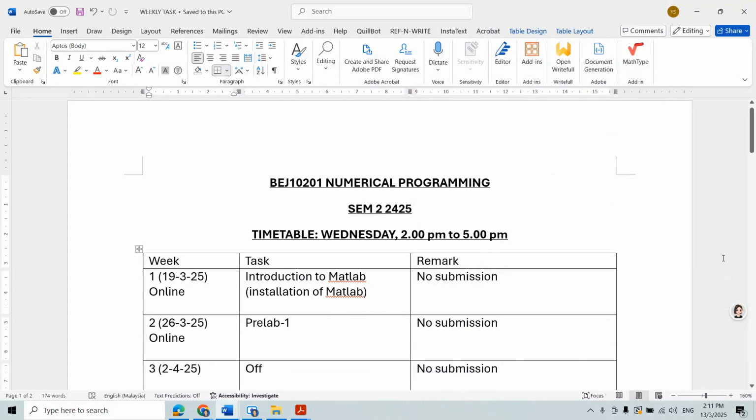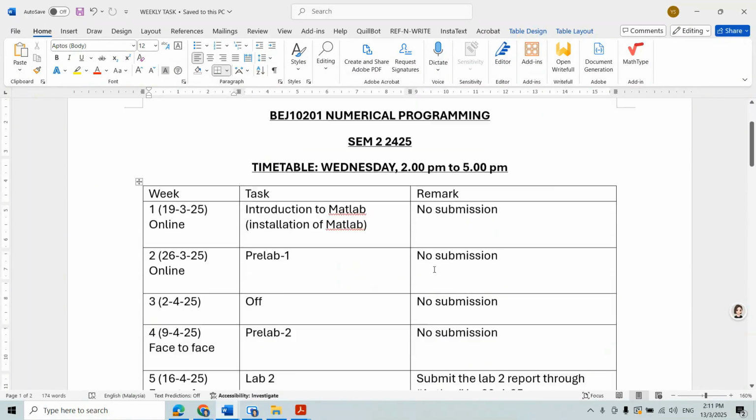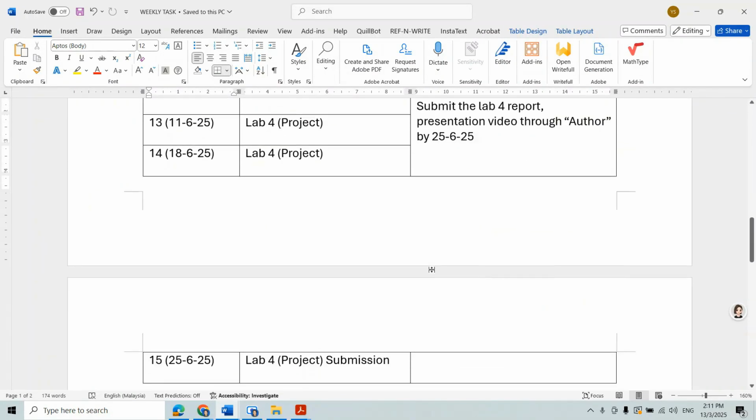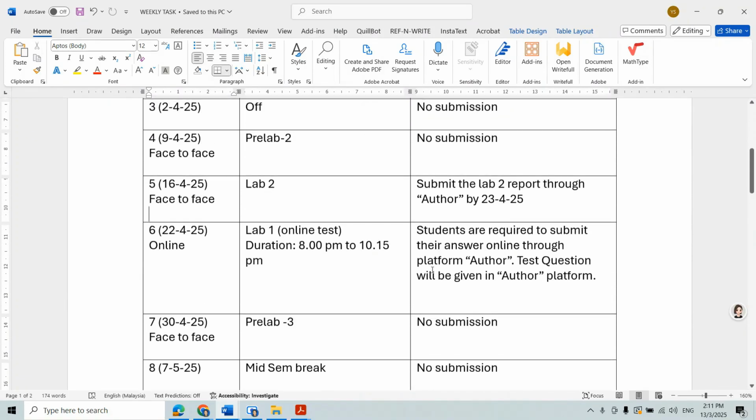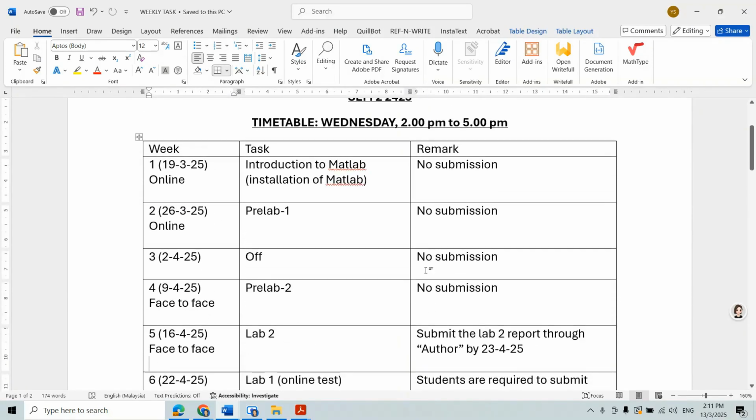Now I'm going to explain our weekly tasks. We have a total of 15 weeks, and every week we will have a different task. The first 3 weeks are actually online weeks. For the first week, I will introduce what MATLAB is and guide you through the installation of the MATLAB software. For the second week, it is pre-lab one, and there is no submission required for this pre-lab one.